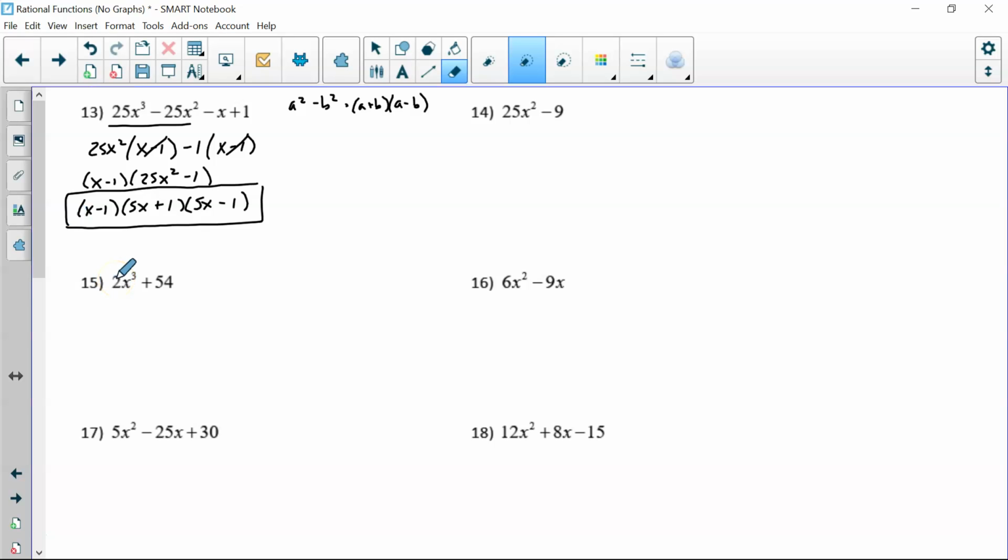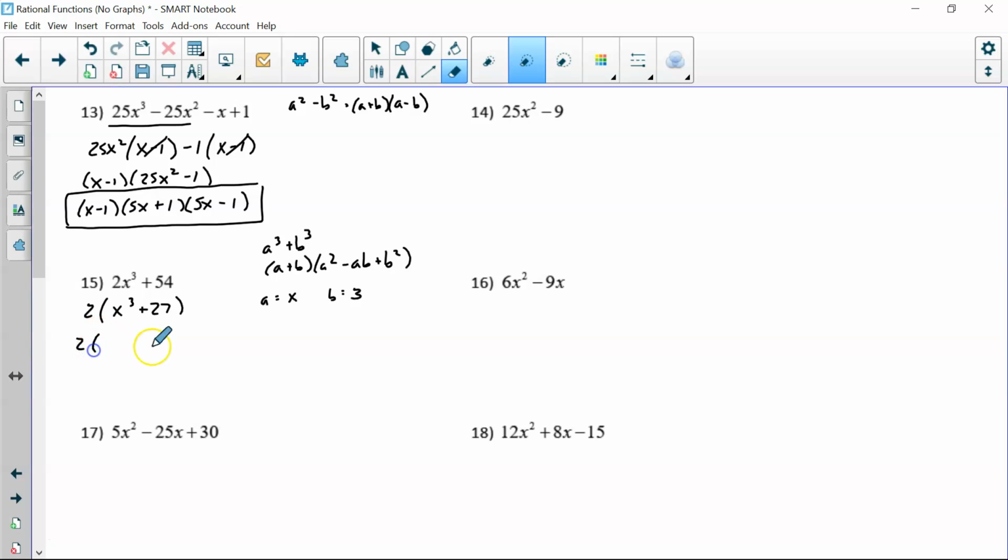2x cubed plus 54. Now, all we can do is take out a 2. Always look for that common factor. Then we're left with x cubed plus 27. X cubed is a perfect cube, and so is 27. This is in the form now of a cubed plus b cubed. So when we factor it, we get a plus b, a squared minus ab plus b squared. Now, a is the cube root of x cubed, which is x. B is the cube root of 27, which is 3.